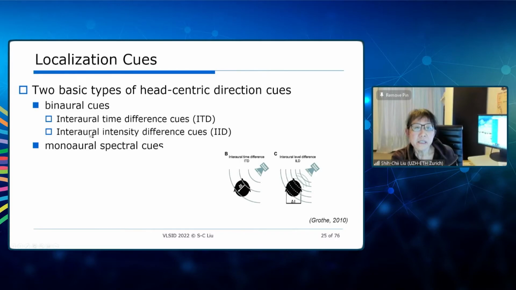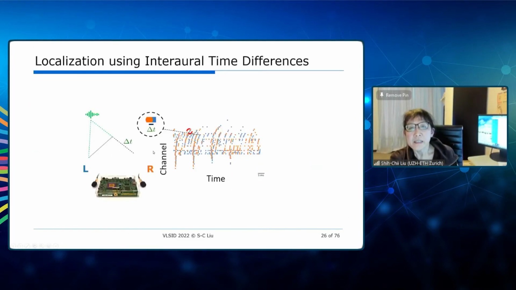The other way of doing it is the interaural intensity difference cues, which is usually something you can use when the sound is of higher frequencies. And finally, you can also use the monaural spectral cues due to the shape of your ear. What we're going to use here is the interaural time difference cues.